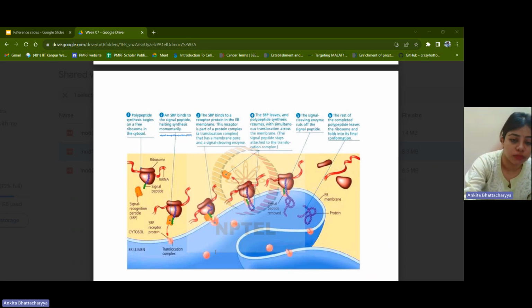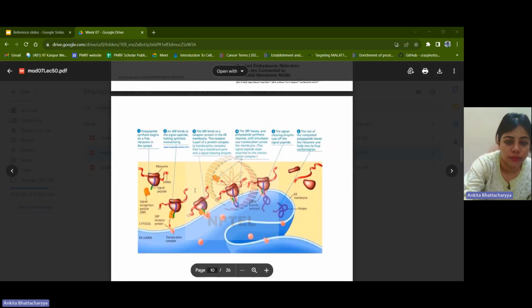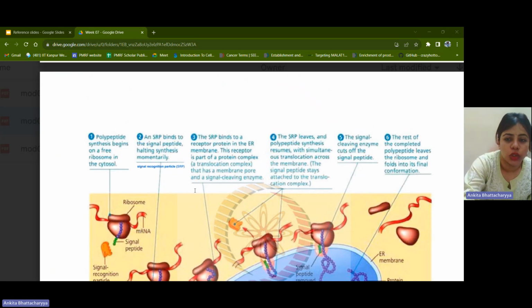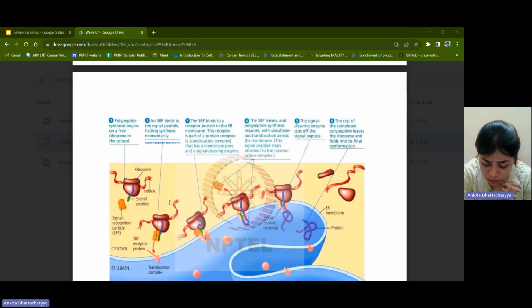So if you see here, you will see that there are a sequence of events which are occurring. The first job is that in a large number of cases, you will have some cytosolic ribosomes which are present. Some ribosomes are attached, but not all. Some ribosomes are free and they're present within the cytosol of the cell as well.